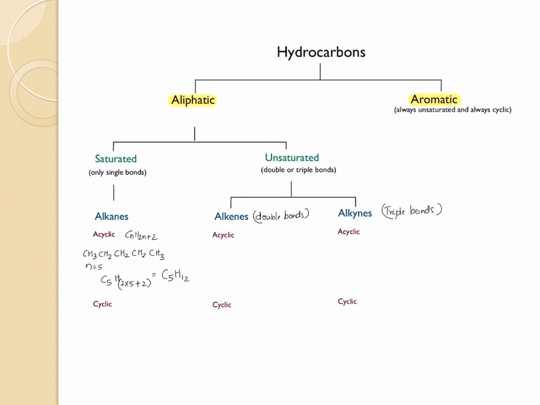Let's count the total number of hydrogens. So 3, 5, 7, 9, and 12. Yes, we do have totally 12 hydrogens.